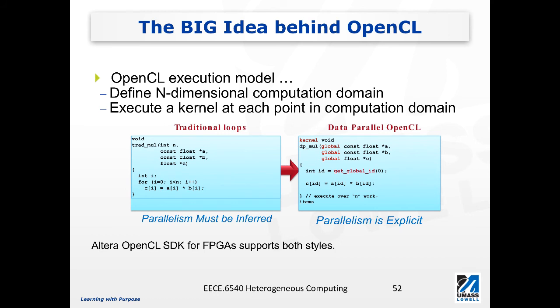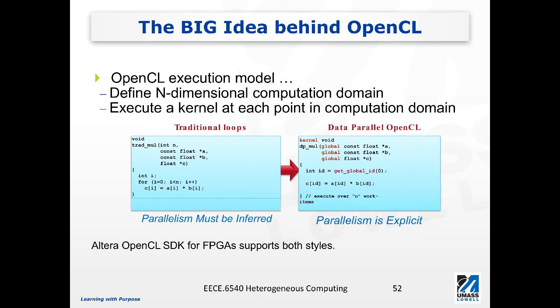The big idea behind OpenCL is the OpenCL execution model. With OpenCL, it greatly reduces the effort of writing a parallel program which can be executed on multiple processing elements or multiple compute units. Essentially, using an OpenCL kernel, you can define an n-dimensional computation domain that can be mapped into multiple hardware units. And each kernel will be executed on this execution unit at a certain computation time.